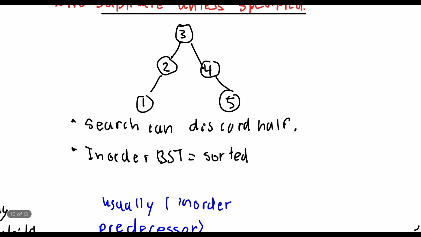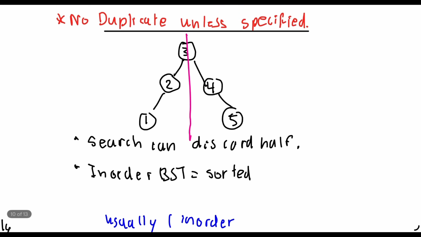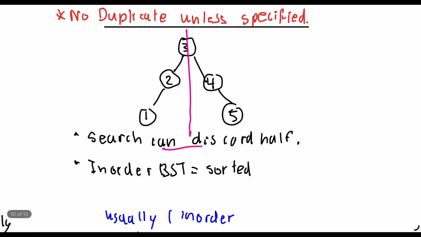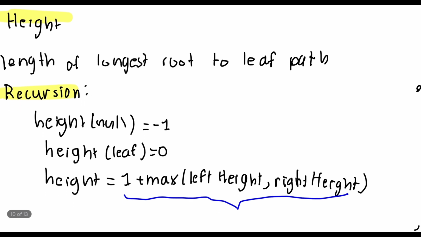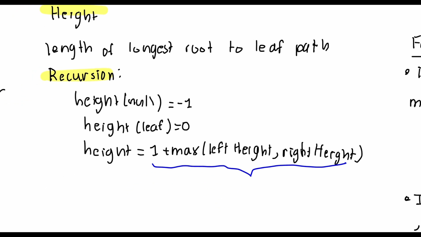So here's an example. We can see that on the left side, each of these values is going to be less than the one that comes after it. And over here, each of these values is going to be greater than the one that comes before it. So when you search here, you can discard half of it, and an in-order BST is going to be sorted.